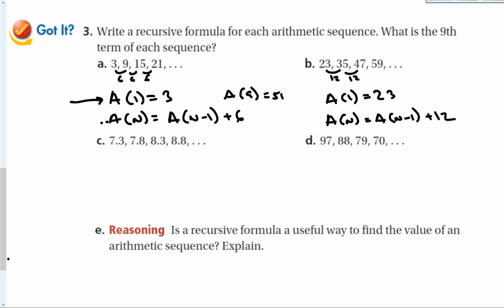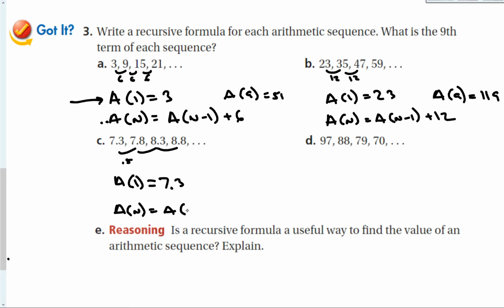And A of 9 would be 119. Okay. For this one, no difference with decimals, maybe a little bit harder to see, but the common difference is 0.5. So A of 1 would be 7.3, and A of n is going to be A of n minus 1 plus 0.5, making A of 9 equal to 11.3.